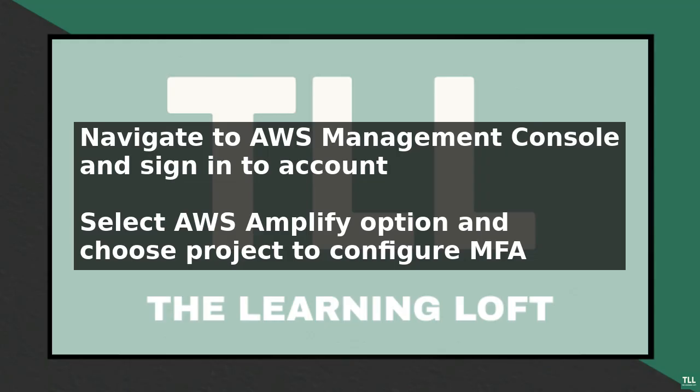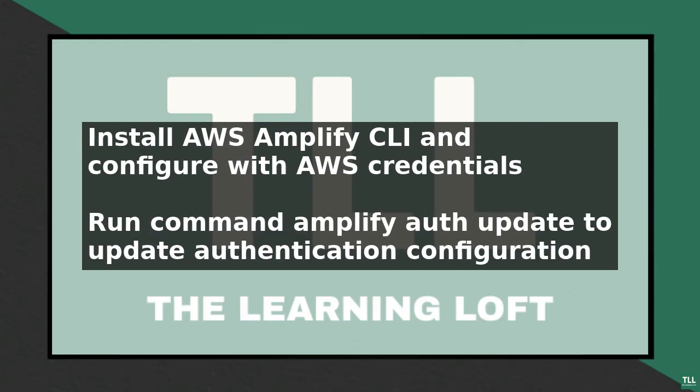First, you need to install the AWS Amplify CLI and configure it with your AWS credentials. This will allow you to access and manage your Amplify project from the command line. Once installed, run the command amplify auth update to update your authentication configuration.